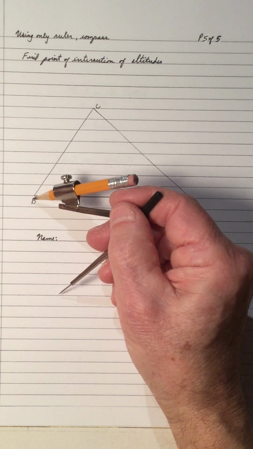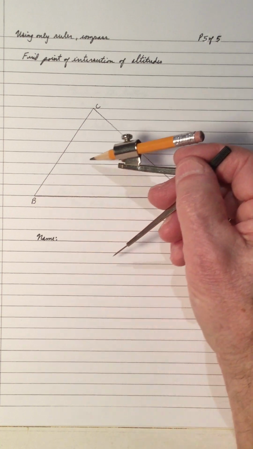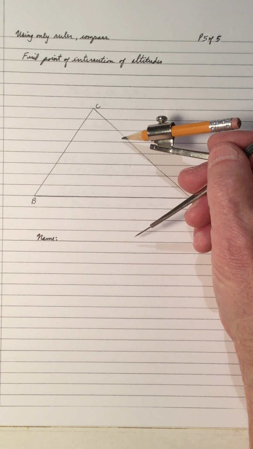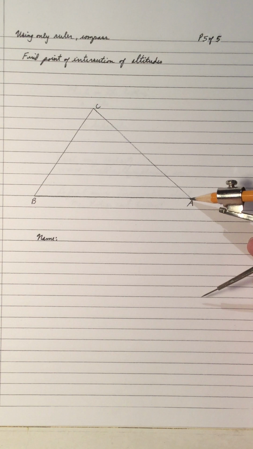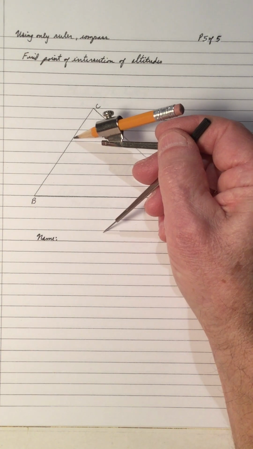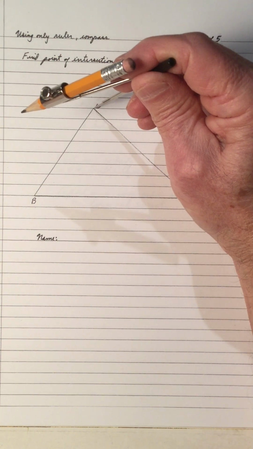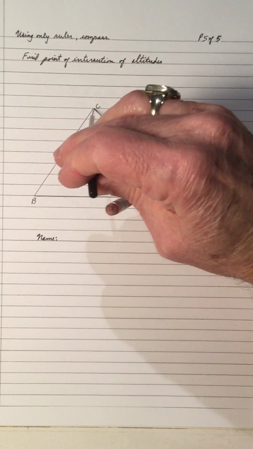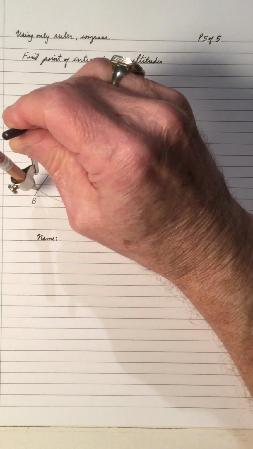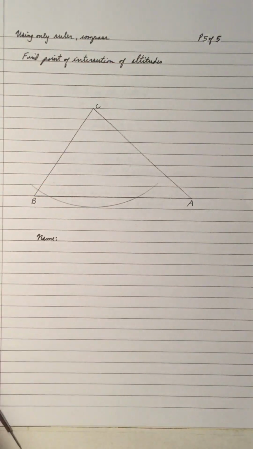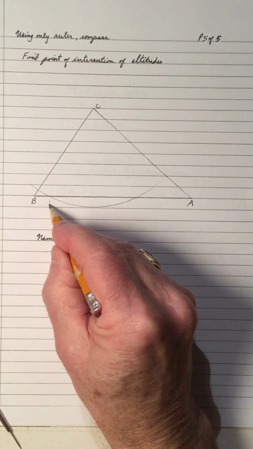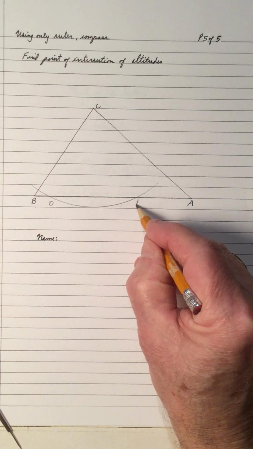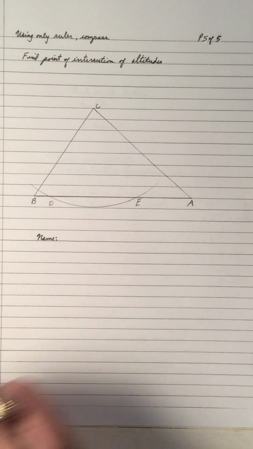An altitude from B leaves here and goes perpendicular to AC, the opposite side. A perpendicular from A leaves A and goes perpendicular to BC. So let's construct an altitude from C. I'm going to label A, B, C, and label the two cut points D and E.